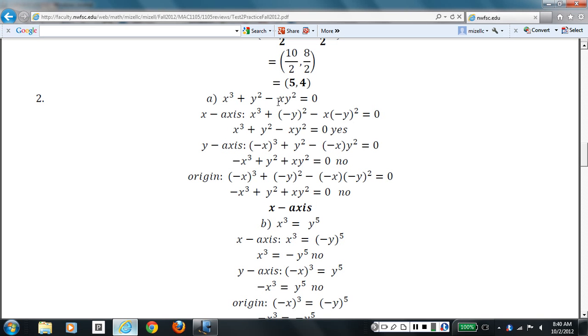I mean, it's nice if you can punch into the calculator and look and see, yeah, that is y-axis symmetry or origin symmetry. But you want to be able to show your work by substituting the negative x for x, negative y for y, simplifying, and show it does have the kind of symmetry that you think it might have.